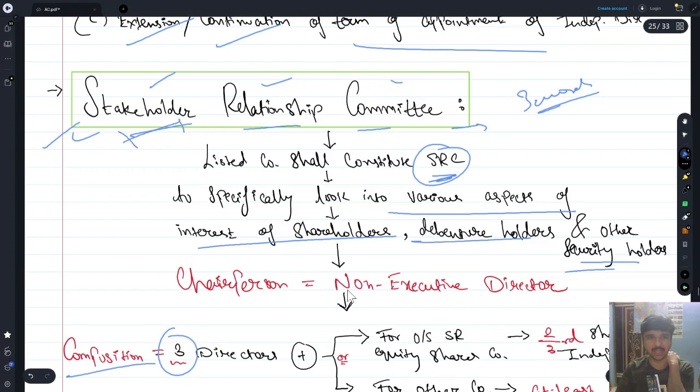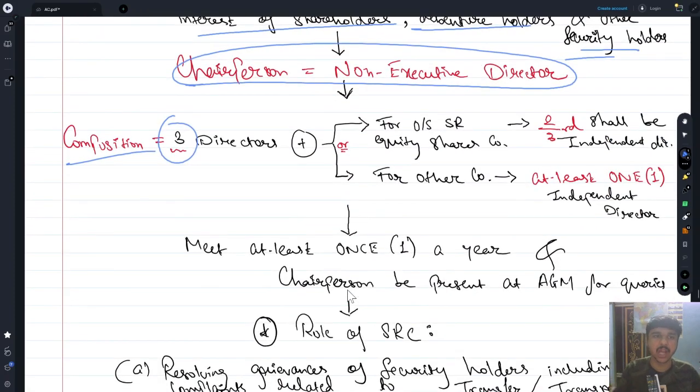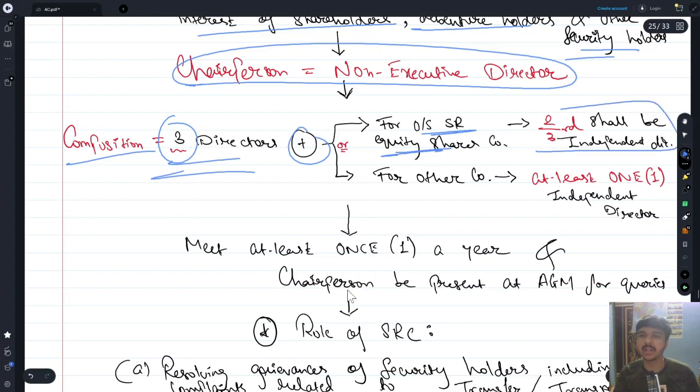This committee has an important function, but it does not require such a level of non-executiveness. That is, they can be involved in the day-to-day work of the company, and even then they can listen to the stakeholders, right? So in that case, only the chairperson needs to be a non-executive director. The members need not be non-executive directors, and that's fine. Now, the composition should be 3 directors, 3 is a lucky number. Plus, if the company has outstanding superior rights equity shares, 2/3 shall be independent directors. And for other companies who don't have something like this, at least 1 independent director.